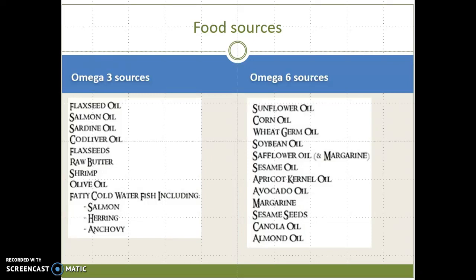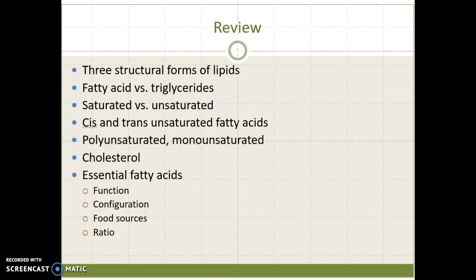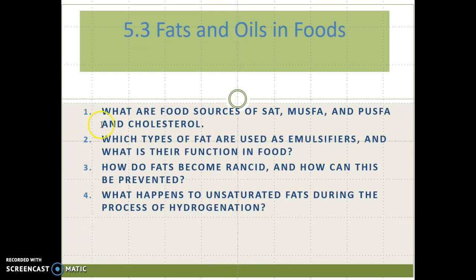And then one other review then is we're just looking at, we did all of those, is looking at this one. So the last section in here is where do we get these oils? So what food sources have saturated fat, monounsaturated, polyunsaturated fat, and where do we get cholesterol?